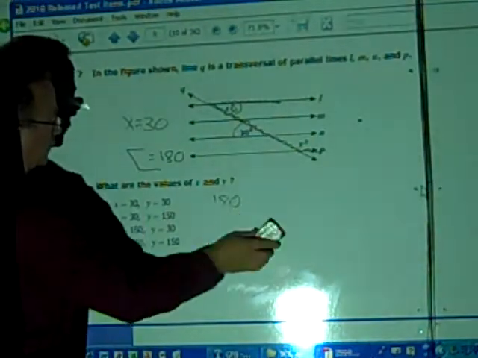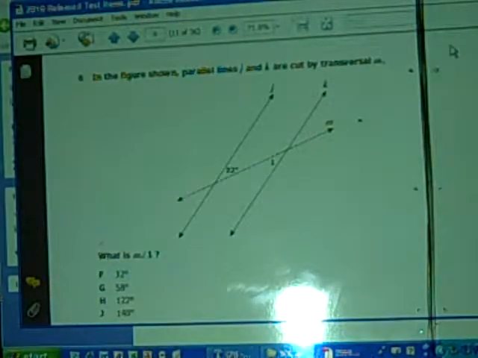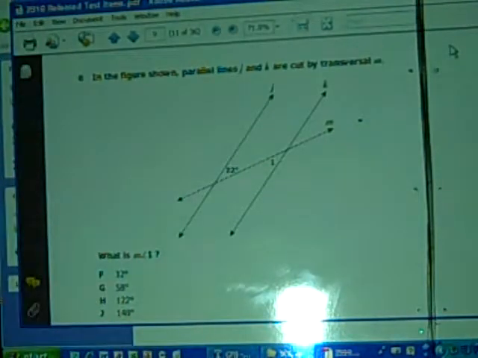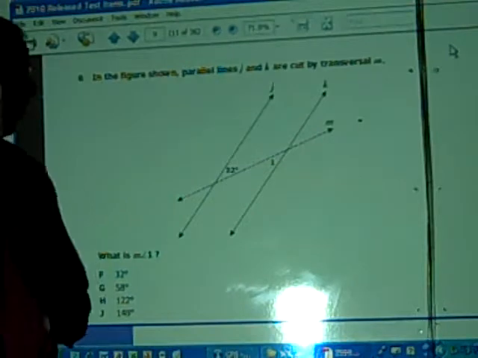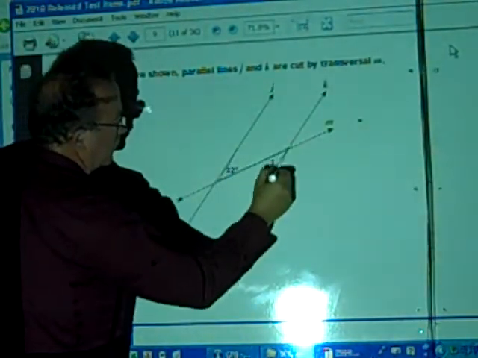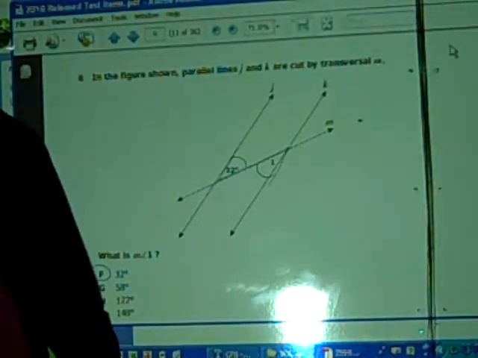Number 8. Okay, same type of problem here. This is probably easier than most. Except the lines J and K are parallel. They give us 32. They ask us for measure of angle 1. If these are parallel, we know we've got a Z here. Alternate interior angles, therefore your answer is F. 32, not hard. Make 2 more.